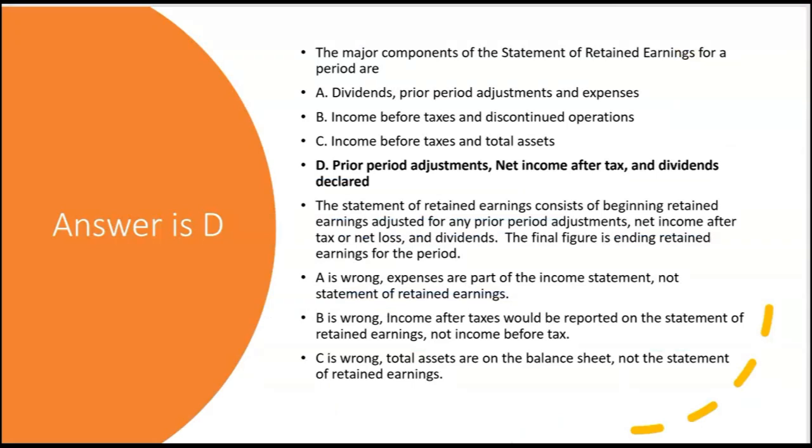Letter D is correct. The statement of retained earnings consists of beginning retained earnings adjusted for any prior period adjustments, then net income after tax or net loss, and then dividends. The final figure being ending retained earnings for the period. A is wrong, expenses are part of the income statement. B is wrong, income after tax will be reported on the statement of retained earnings, not income before tax. And C is wrong, total assets are on the balance sheet, not the statement of retained earnings.